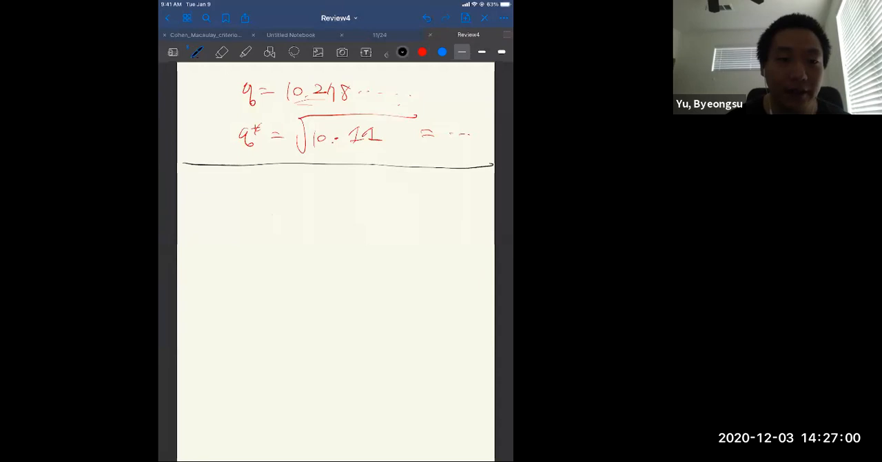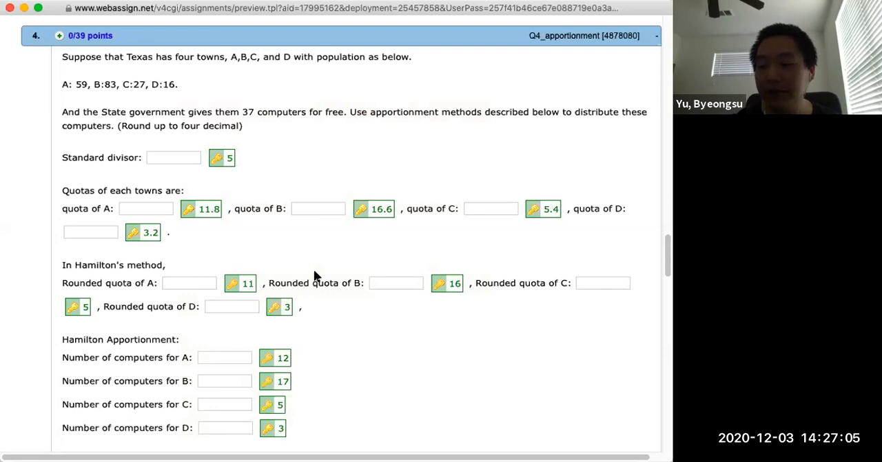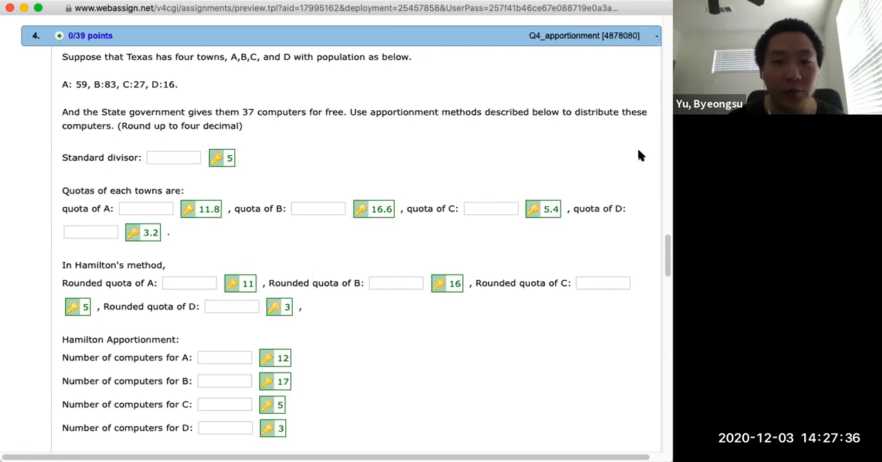So suppose that Texas has 4 towns, A, B, C, D, and the population of A is 59, B has 83, C has 27, and D has 16, right? Then the state also gives them 37 computers for free.